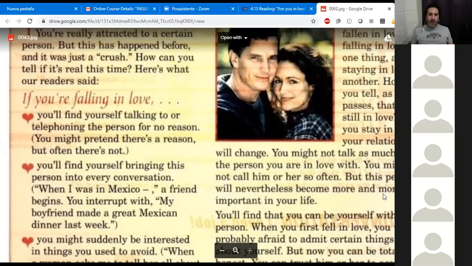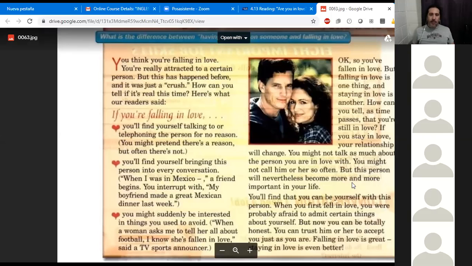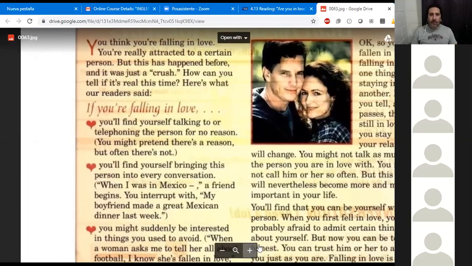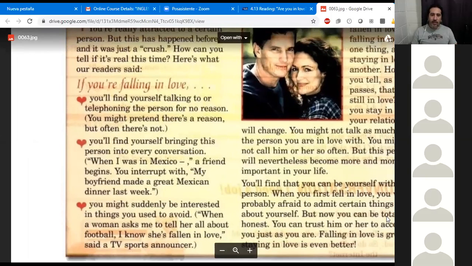Okay, remember, falling in love is the beginning of the process, right? This is when we are beginning to feel something for a person. And staying in love is when you are already in that element, let's say, in that process that you love a person already, okay? So this is staying in love. Teacher, what is nevertheless? Do you know however? Okay. However, nevertheless. It's similar, right? Like sin embargo, right?